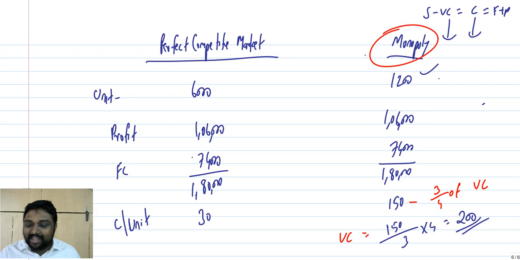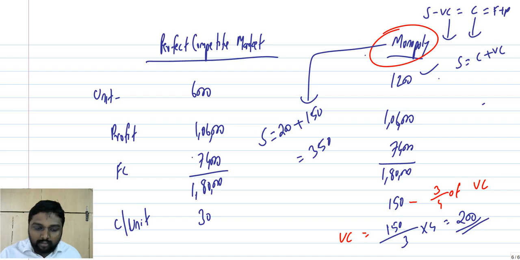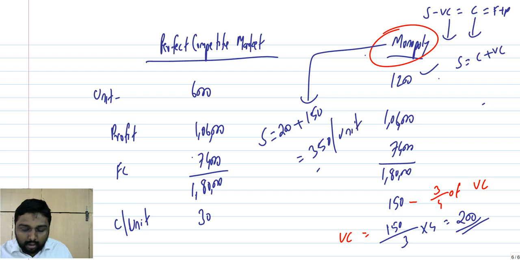What will be the S? S will be contribution plus variable cost. So monopoly price S is equal to variable cost 200, contribution 150. So total will be what? 350. So selling price under monopoly is 350 per unit.